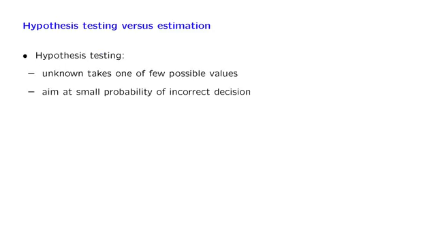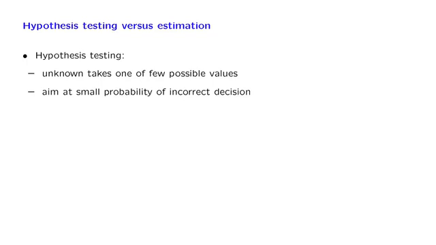There is another distinction between problem types which turns out to be a little more substantial. There are problems that we call hypothesis testing problems. In those problems, the unknown takes one out of a few possible values. That is, we may have a few different alternative models of the world, and we're trying to figure out which one of those models is the correct one. We're going to decide in favor of one of the candidate models, and what we want to achieve is that we make a correct decision, or if not, we want to have a small probability of making an incorrect decision.